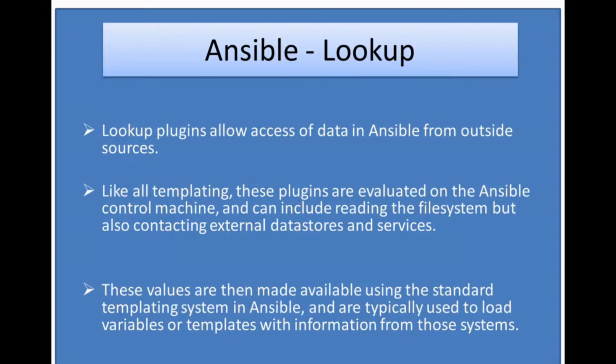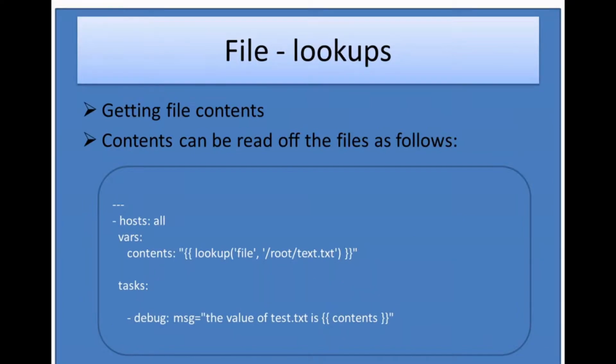As I said, it can connect to database services and API services as well to fetch data from outside sources. Right. So these values are then made available using the standard templating system in Ansible and are typically used to load variables or templates with information from those systems. So there are multiple lookups available. In this session, I'll be covering the file lookup, the CSV lookup and the environment lookup. Right. So let's see the next step.